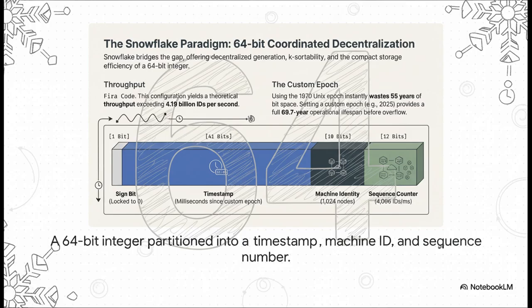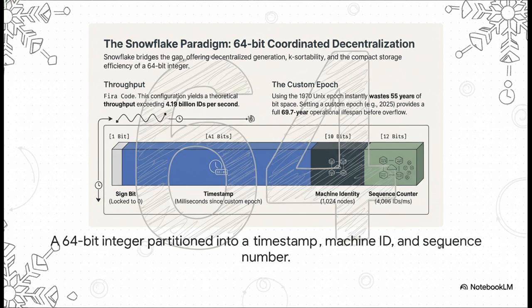But here's a super clever trick. It's not based on the 1970 Unix epoch. You get to define a custom epoch, like the day your service launched. Just by doing that, you reclaim all those years of wasted time and stretch the ID's lifespan out to almost 70 years. After that, you've got 10 bits for unique machine ID, which lets you have 1,024 servers in your cluster. And the final 12 bits are a sequence counter.